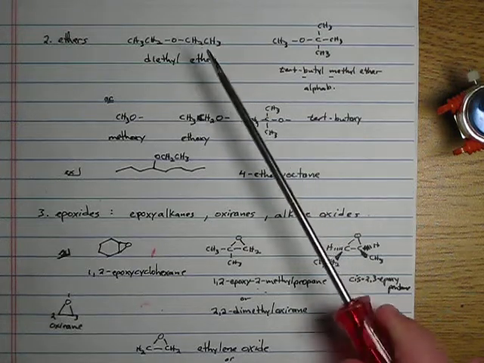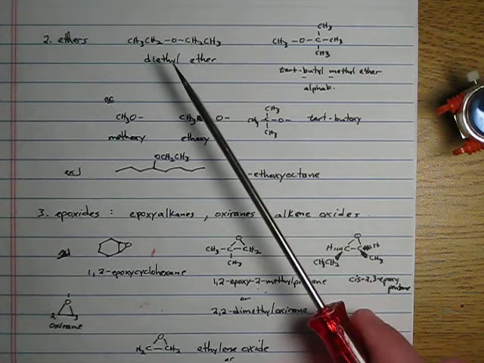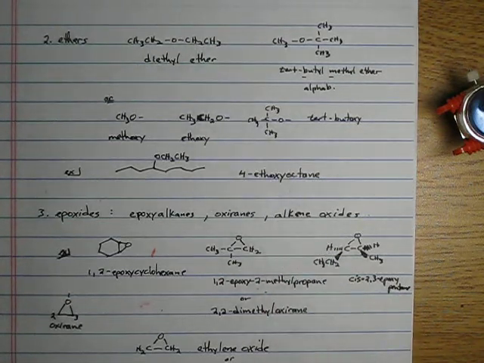Ooh, what would IUPAC call this? Our longest chain is two, ethane. They would call this ethoxyethane. Yeah, I like diethyl ether better. All right.